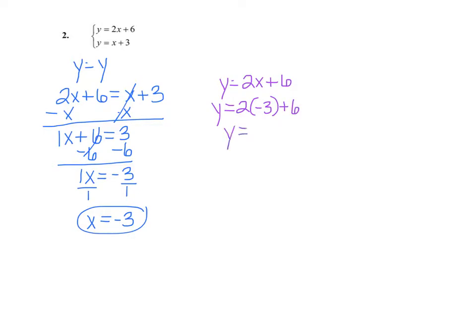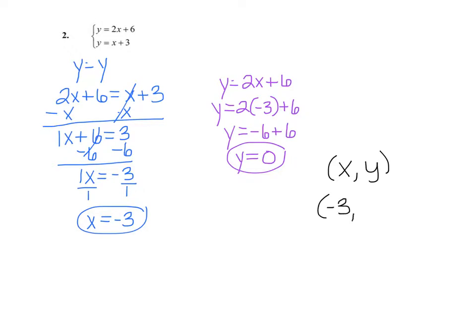Y equals 2 times negative 3 is negative 6 plus 6. And negative 6 plus 6 gives you 0. So y equals 0. Again, if you plugged it into the second equation, you would get the same answer. Negative 3 plus 3 equals 0. So your answer is always going to be in xy form. So your x is equal to negative 3 and your y is equal to 0. And that is your answer. This coordinate satisfies both of these equations.